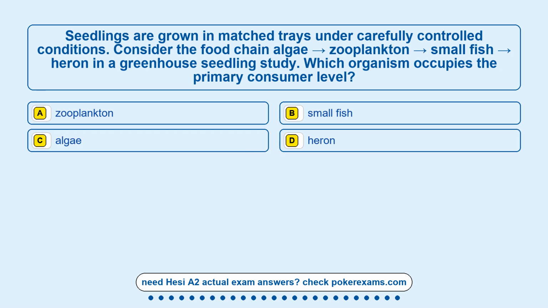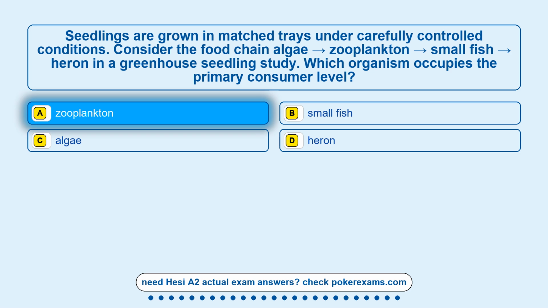Question 7. Seedlings are grown in matched trays under carefully controlled conditions. Consider the food chain algae, zooplankton, small fish, heron in a greenhouse seedling study. Which organism occupies the primary consumer level? Option A, zooplankton, Option B, small fish, Option C, algae, Option D, heron. The correct answer is Option A, zooplankton.